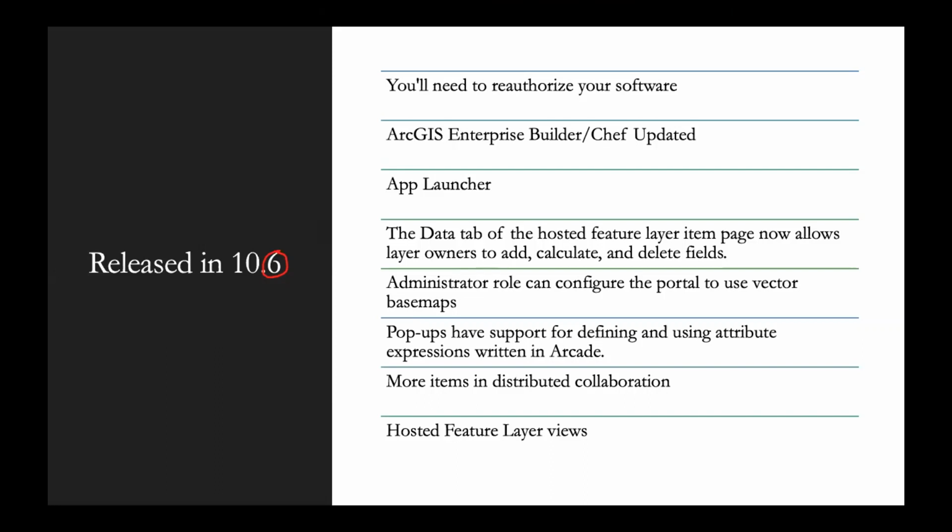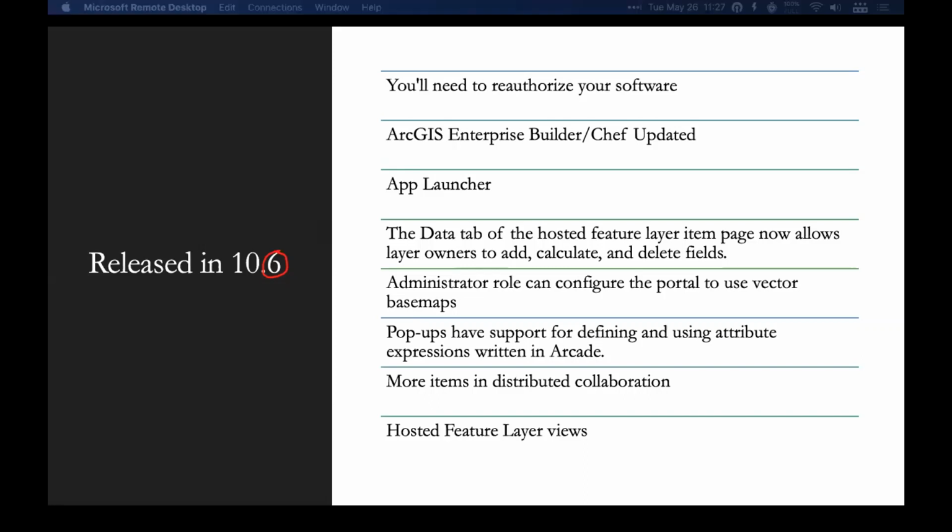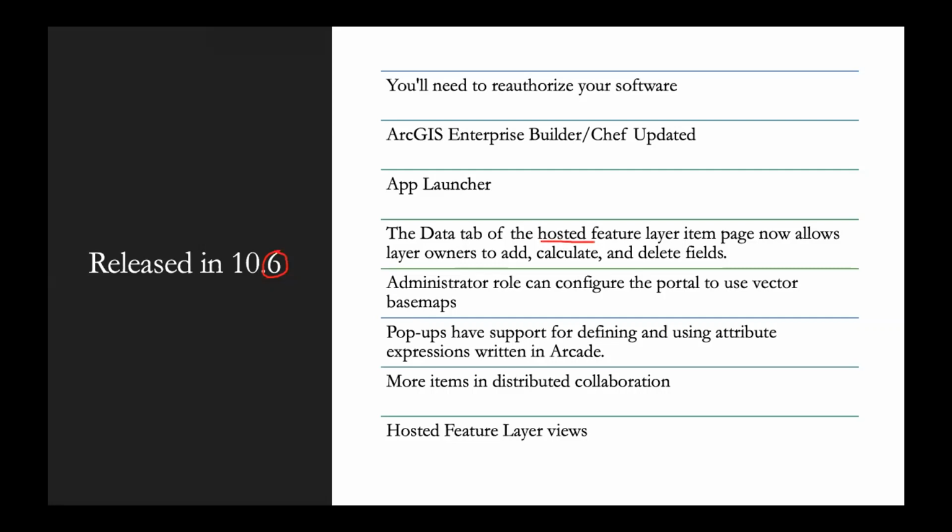The app launcher, which is the little Brady Bunch looking tool that we talk about, is available now on Portal. The data tab allowed you to interact with your data, not just see it. So you can actually edit in the data tab at 10.6. This is in Portal. You can change and add lists or domains to your data. You can create fields, things like that. This is on data that is hosted features. That's going to be a theme.